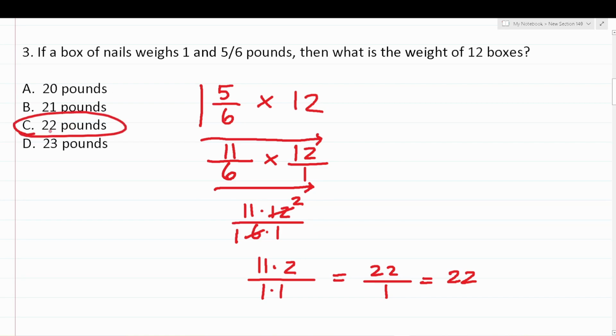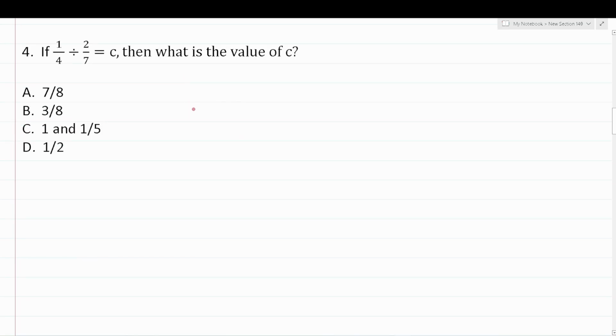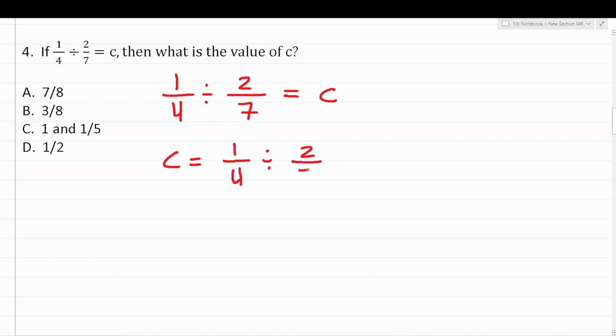weigh 22 pounds. All right, so number 4 says, if 1/4 divided by 2/7 equals C, then what is the value of C? So if it's helpful, you can always quickly rewrite this one to be C equals 1/4 divided by 2/7. Sometimes people find it easier when the variable for which they're solving is on the left. All right, so what are we doing right here? We are dividing two fractions. We have 1/4 divided by 2/7.